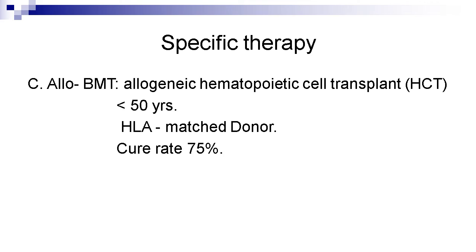The other specific therapy is the allo bone marrow transplantation, which is called allogenic hematopoietic cell transplant. It's usually offered to young patients less than 50 years who are otherwise healthy, and who have an HLA matched donor, human leukocyte antigen matched donor, and the cure rate in this entity is promising. It is up to 75% when the donor is an identical twin.